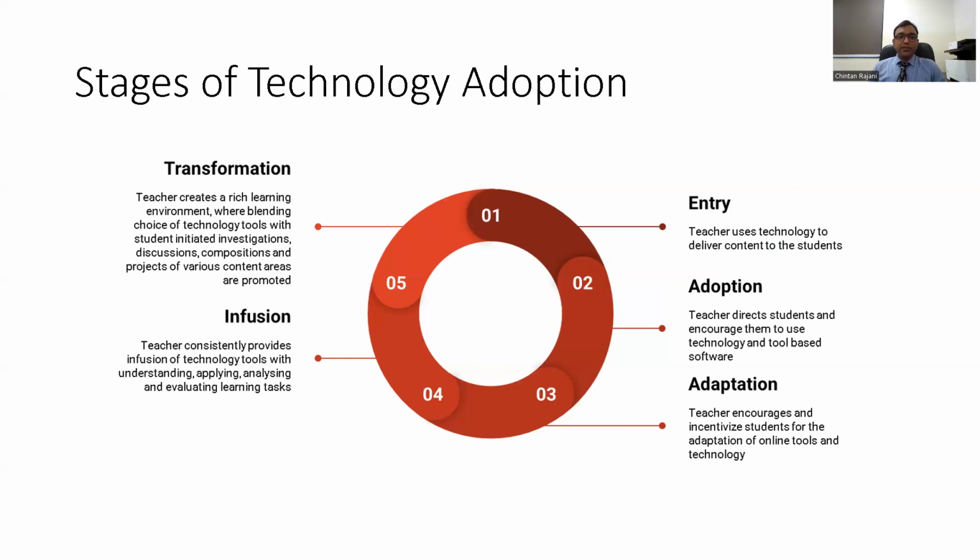Last stage is transformation, where the teacher creates a rich learning environment where a blending choice of technology tools with student-initiated investigations, discussions, compositions, and projects of various content areas is promoted. So teacher and student both are equally ready to transform the learning experience to the next level by adaptation of technology in teaching. So these are the 5 stages of technology adoption.